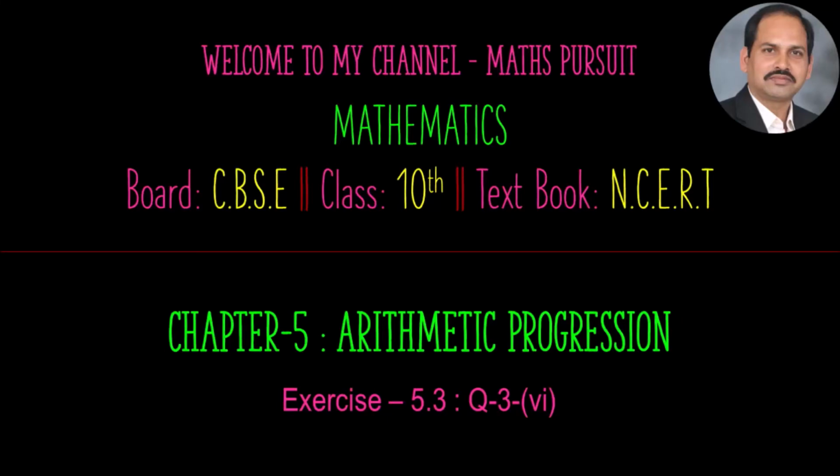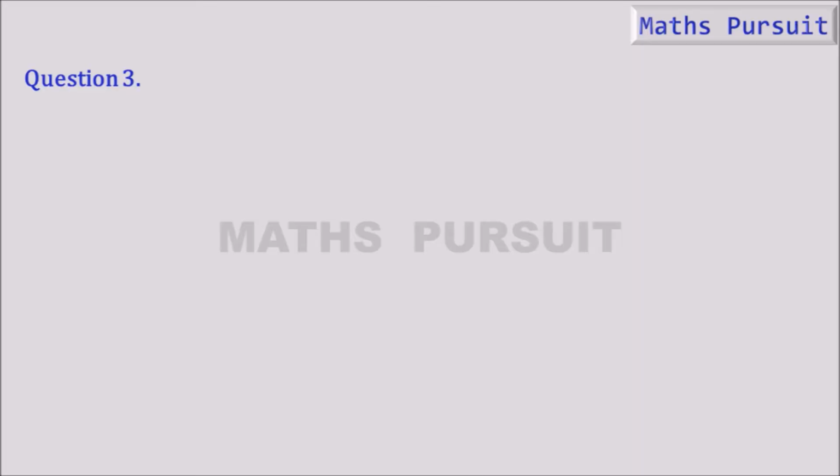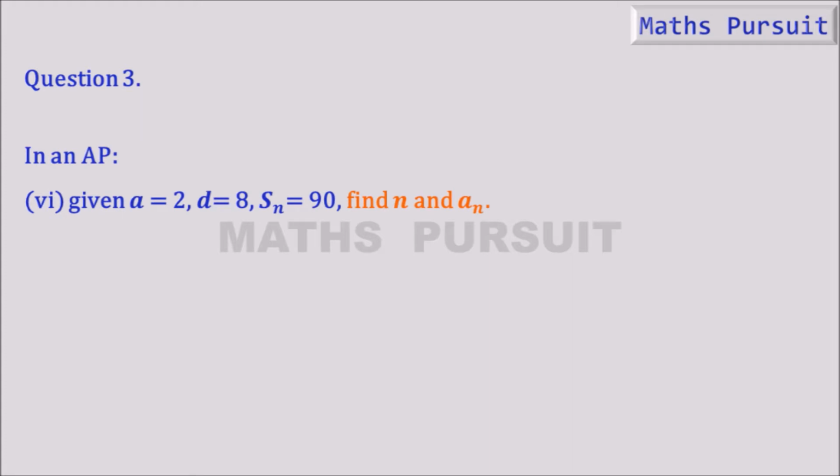Today we are going to look into exercise 5.3 question 3 bit 6 from chapter 5 called Arithmetic Progression. So let's see what exactly is given in question number 3 bit 6. It is given that in an AP, A is equal to 2, D is equal to 8, Sn is equal to 90, find N and An.